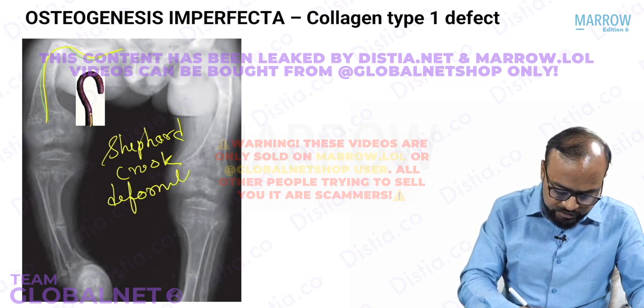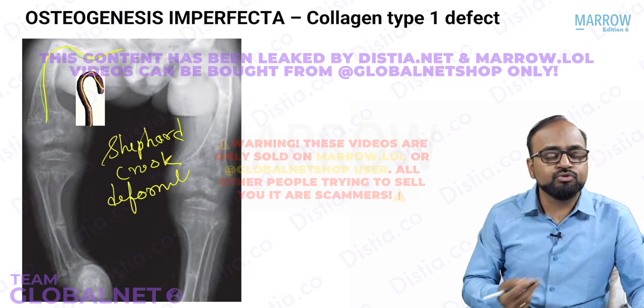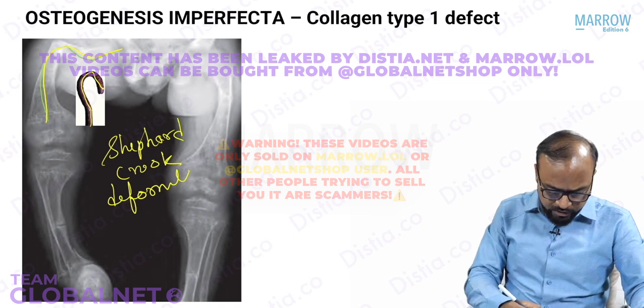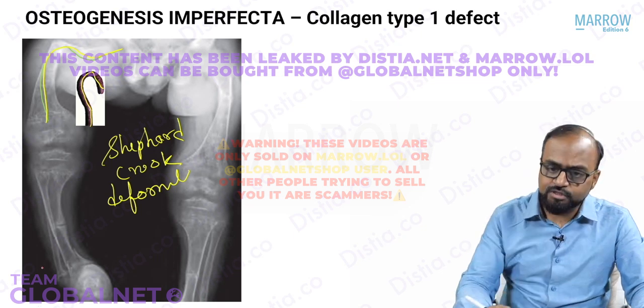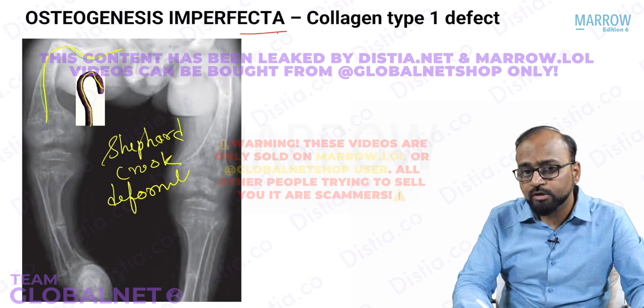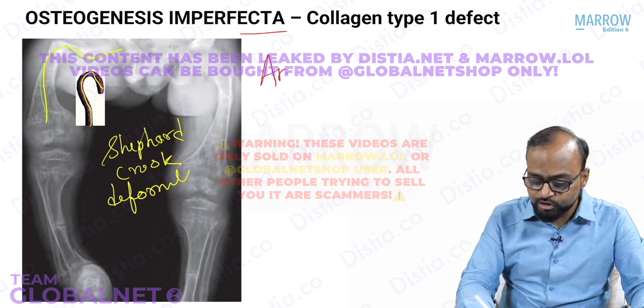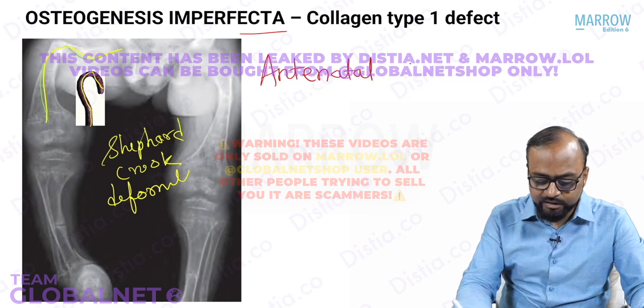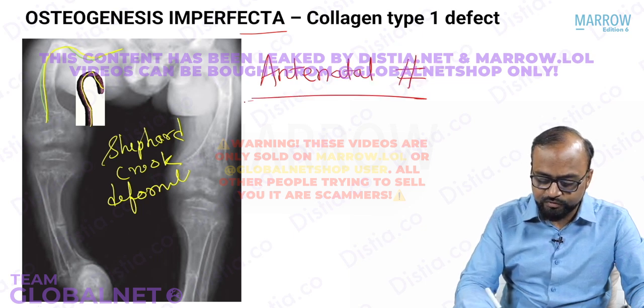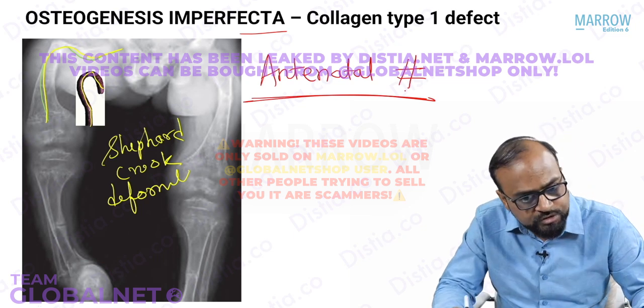Shepherd crook deformity, like this stick that a shepherd usually carries. So this is called a Shepherd crook deformity. Now, one of the features of osteogenesis imperfecta is that because bones are short and weak, the fractures within the bones can be detected antenatally. So antenatal fracture detection is a very classical feature of osteogenesis imperfecta.